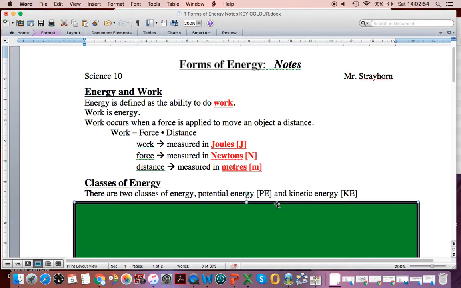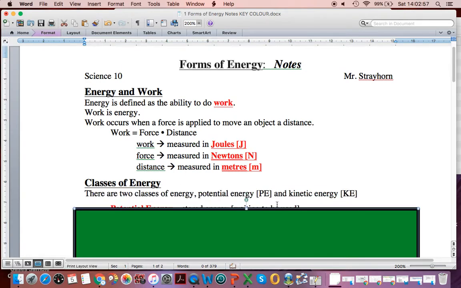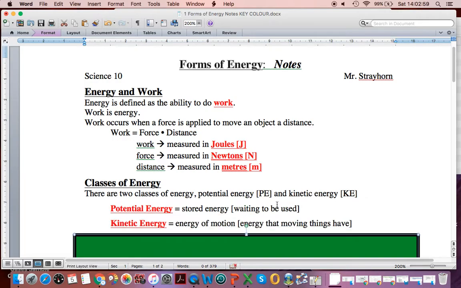Before we go to the forms of energy, we look at two classes of energy. So we have potential and kinetic. Potential energy is simply stored energy. It's waiting to be used. If someone has an elastic band and they pull back on it and they aim it at you, you're not worried about it moving at that time. You're worried about the fact that it could move, that it has elastic energy, potential energy, which can be converted into kinetic energy that can then have the elastic hit you.